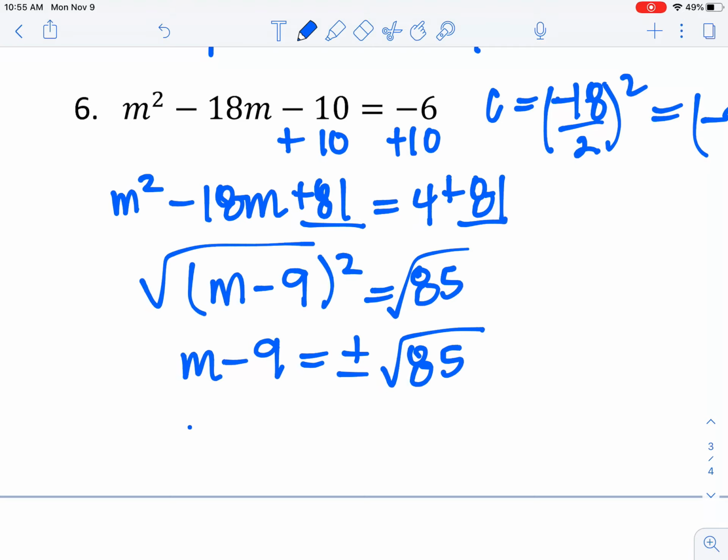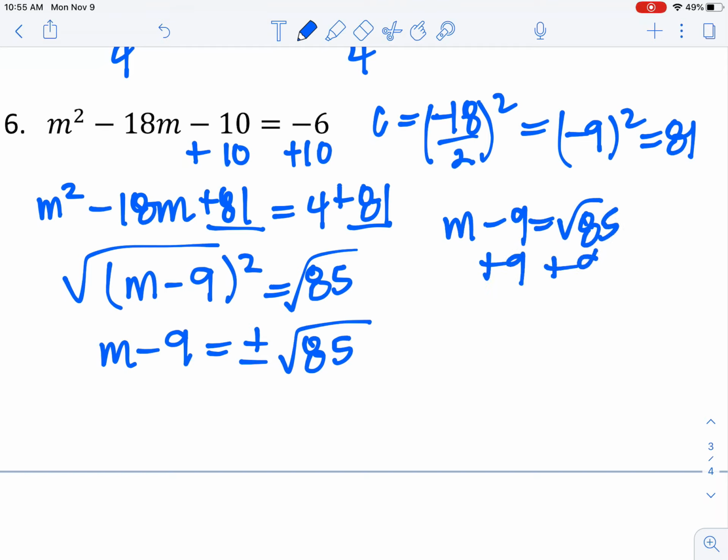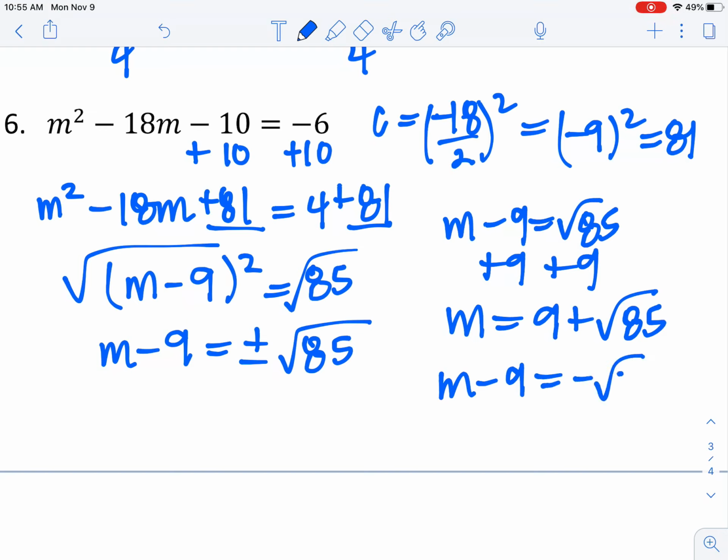So let's see here. I don't think 85 can be simplified at all. So now I'm going to write my two equations. M minus 9 is positive radical 85. So when I add the 9, I find out that m equals 9 plus radical 85. And m minus 9 is negative radical 85. So m is 9 minus radical 85.